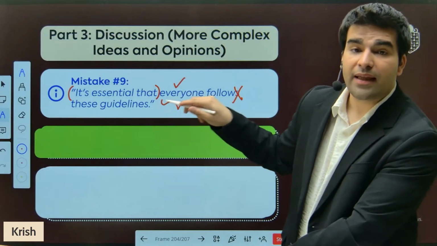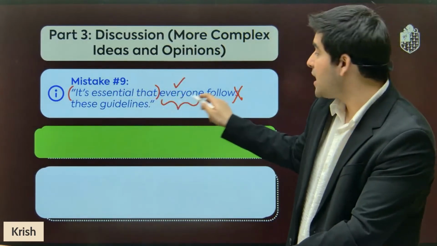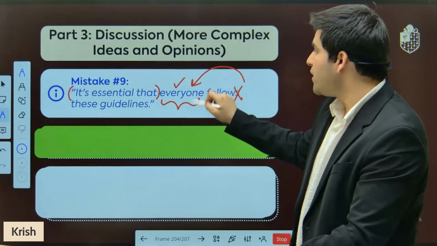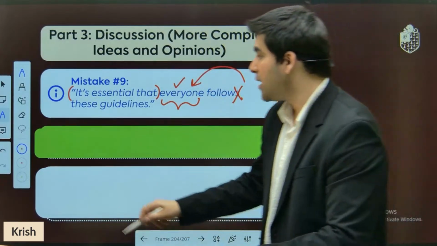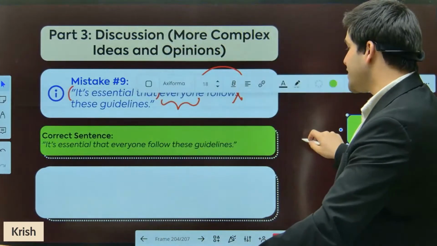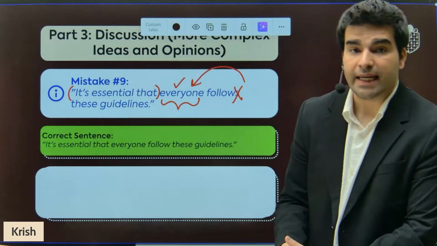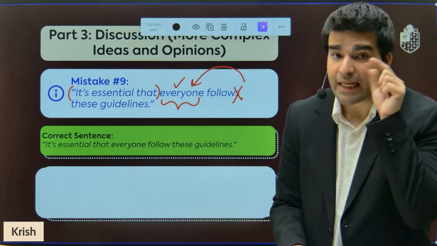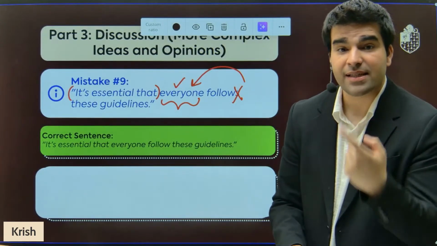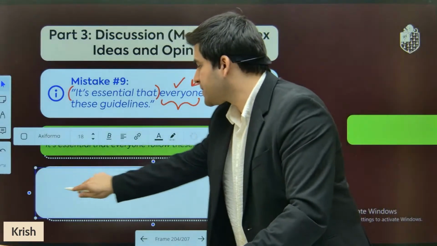All right? In that case, especially when you're starting the sentence with it's essential that, S does not come with these words. All right? So what's the correct version here? Let's have a look. It's essential that everyone follow these guidelines. Remember that in writing as well as talking, speaking. The correct explanation here is, please have a look.